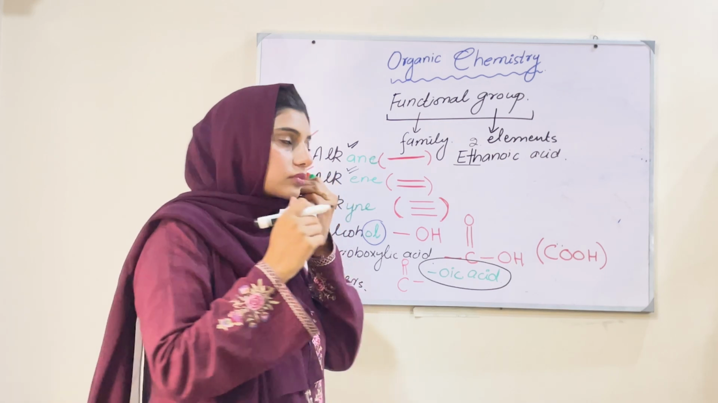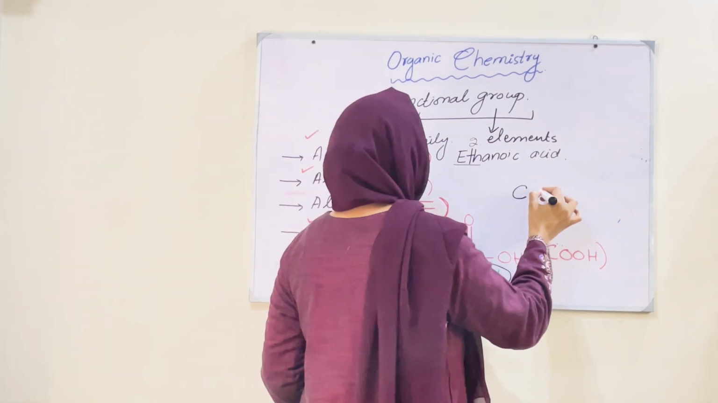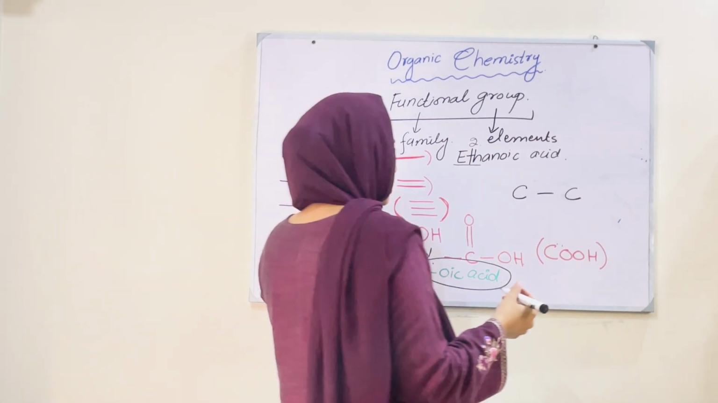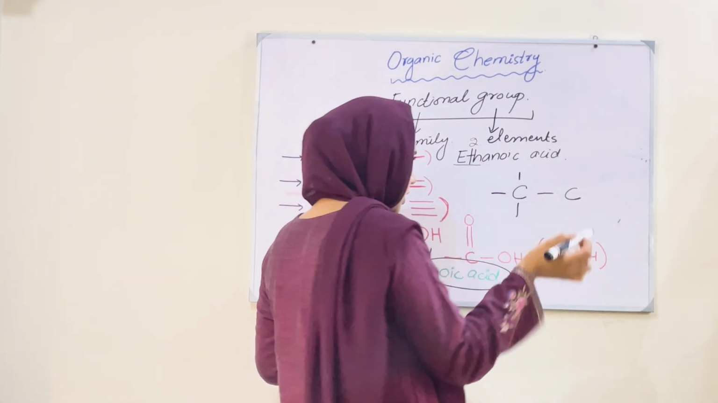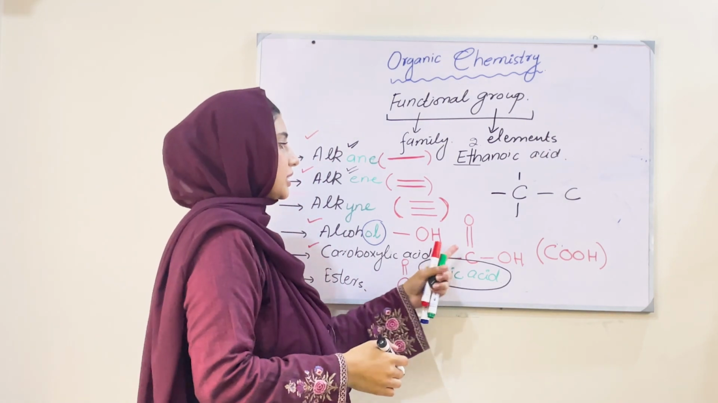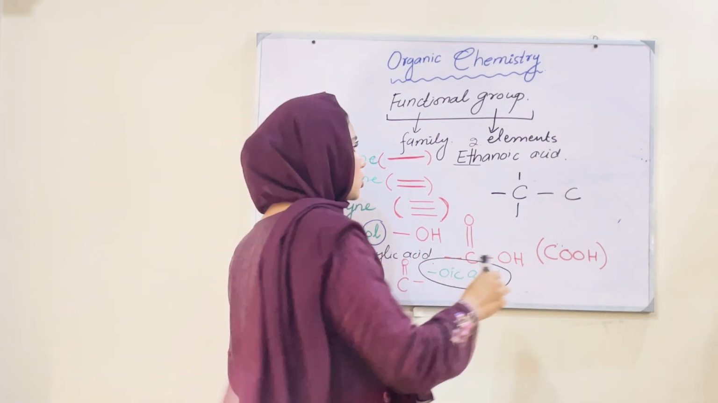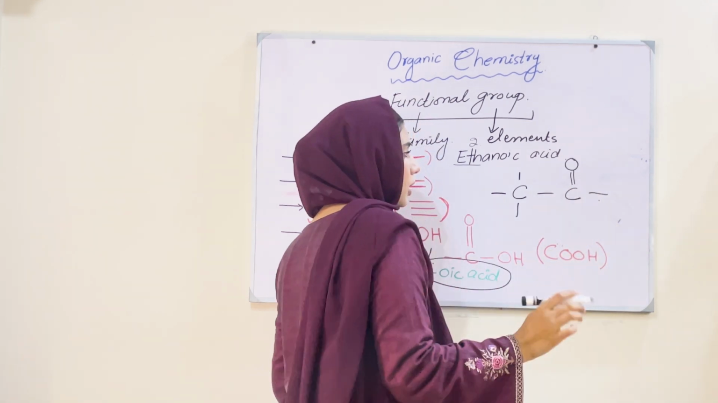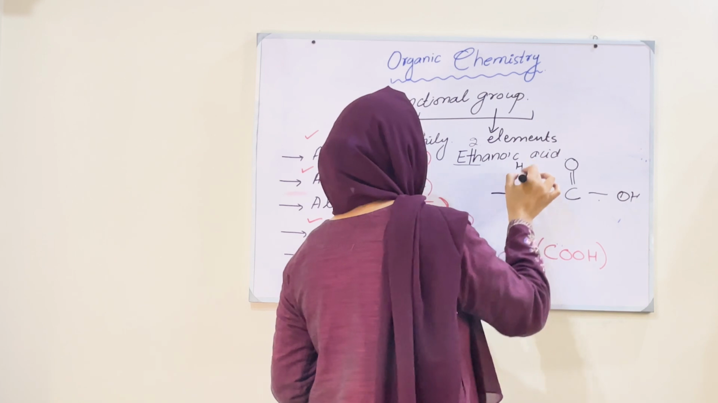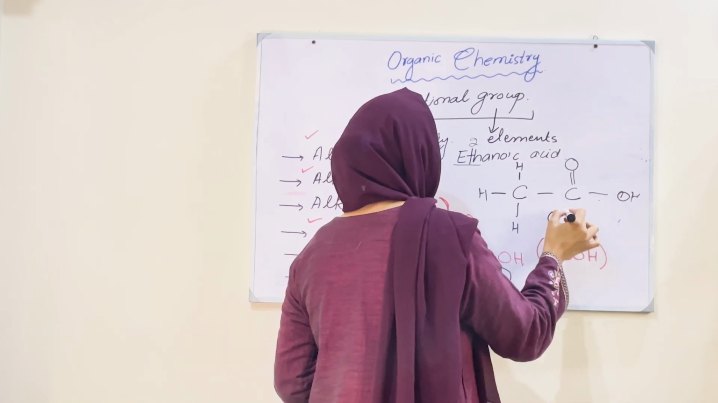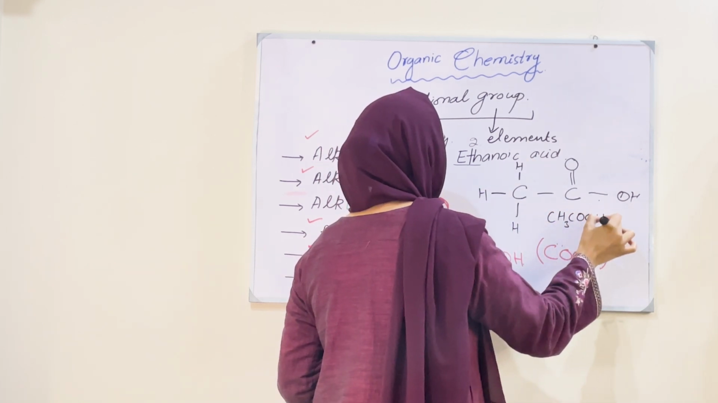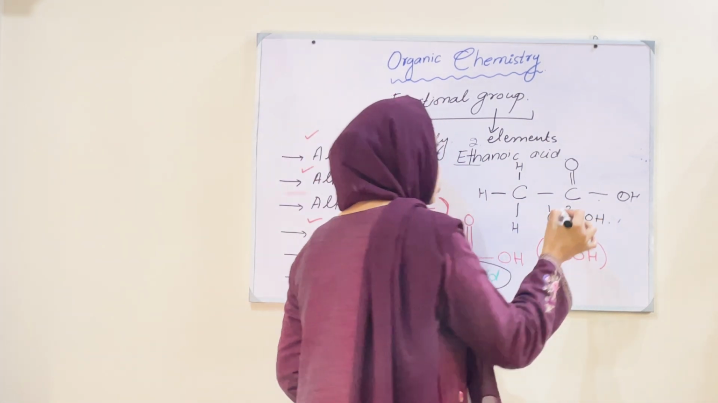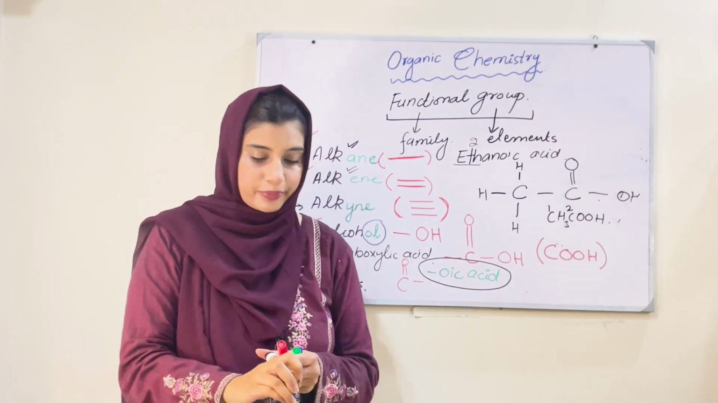Clear? So C and C, each carbon can form 4 bonds. So CH3, and then I told you that this is the functional group COOH. So carbon is making 2 bonds with oxygen and 1 bond with the other OH, and here it will have all the bonds with hydrogen. So basically CH3COOH is known as ethanoic acid because it has 2 carbons, 1 and 2. So this is the carboxylic acid.